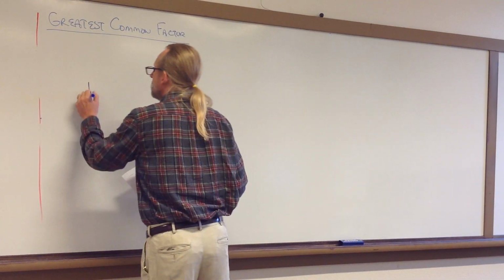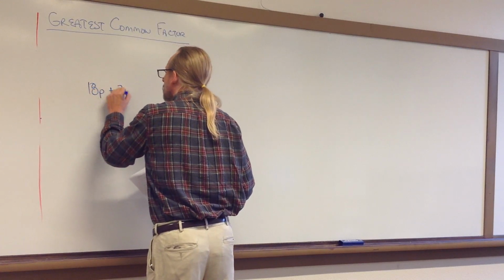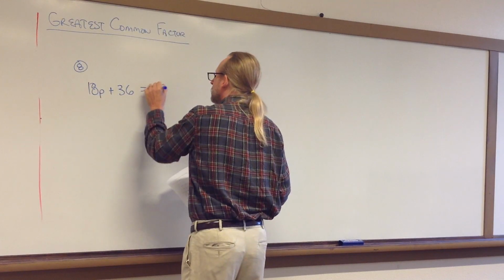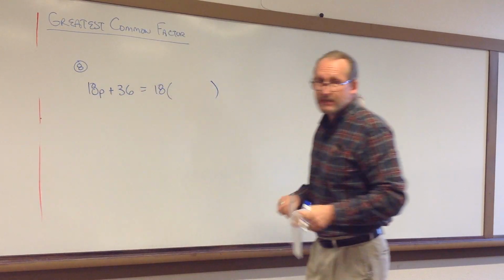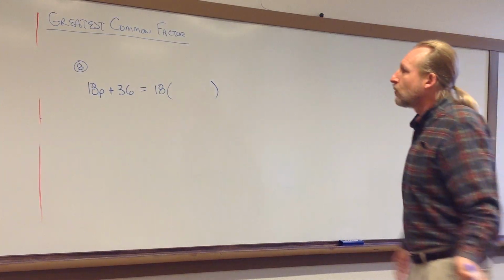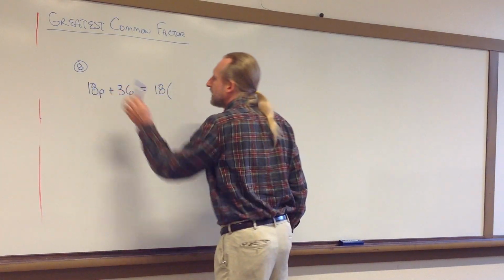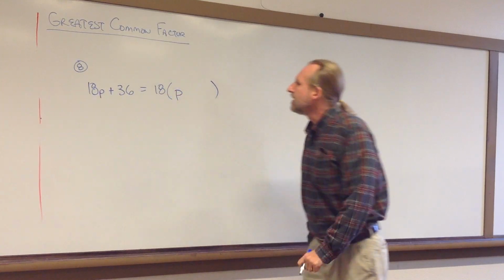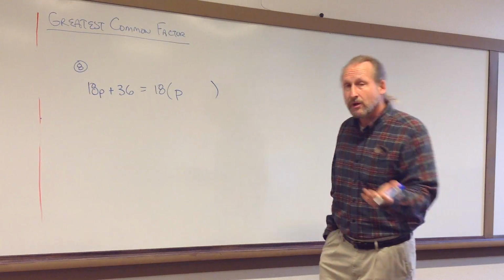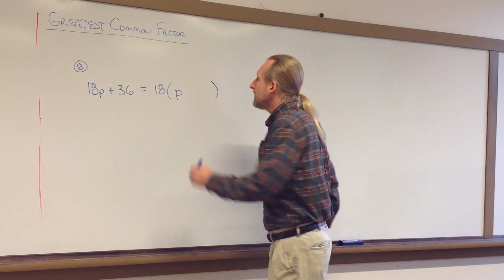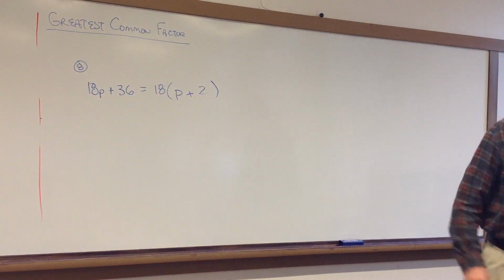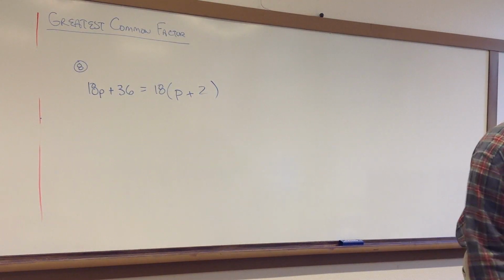We've got 18p plus 36. And we're factoring out a common factor of 18. The question is, what's going to be left after we do that? So what do you multiply the 18 by to get 18p? P. And what do you multiply 18 by to get 36? If you're not sure, again, do 36 divided by 18, and you should get 2. All right, let's keep going here.